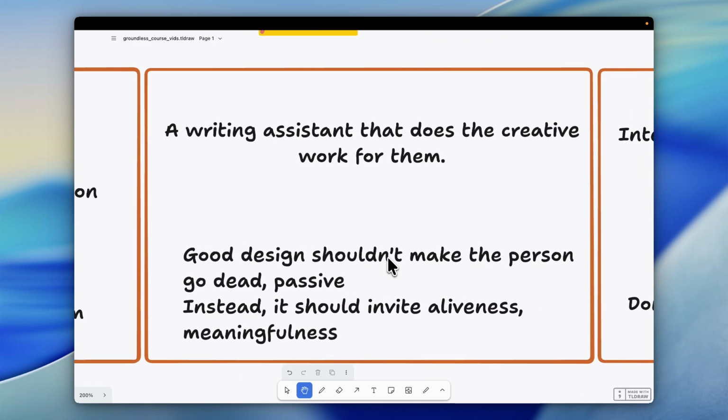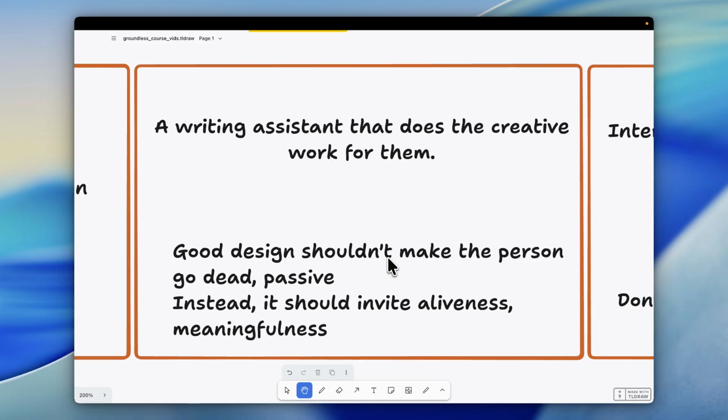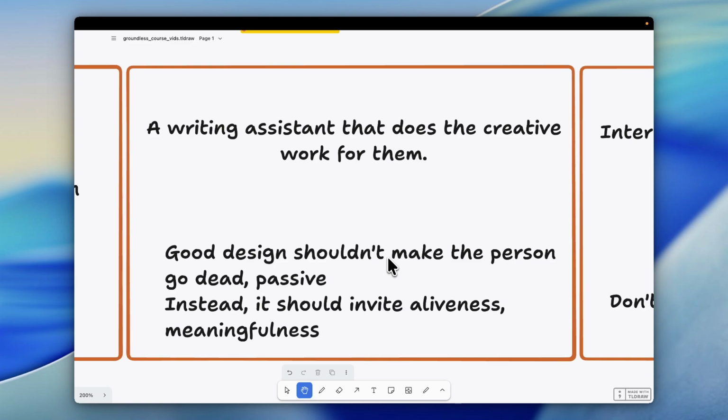No interface will do it, and you shouldn't try to build one. For example, writing a system that does the creative work for them is not a good interface because it shouldn't make the person go dead, go passive, extract the meaningful stuff from them and automate it away. A good interface is one that invites aliveness and meaningfulness, that makes the person participate in ways that feel relevant, that feel that they're rich and full of meaning. It does not make the person sit back and dissociate and let the computer do everything.